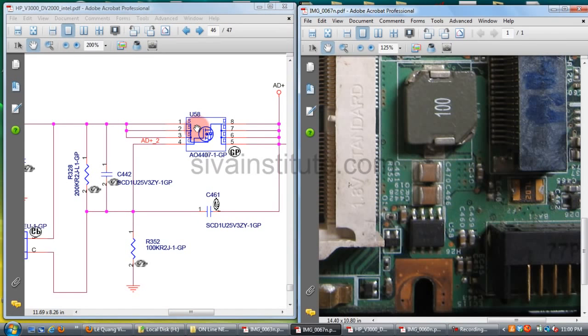This is U58. Pin number 1, 2, 3, 4. Pin number 5, 6, 7, 8.